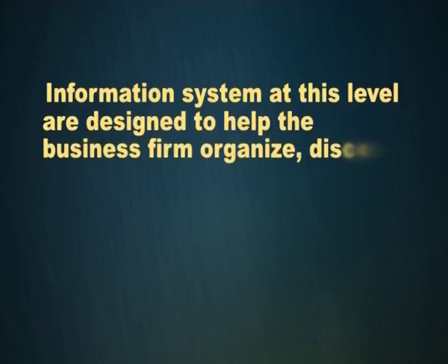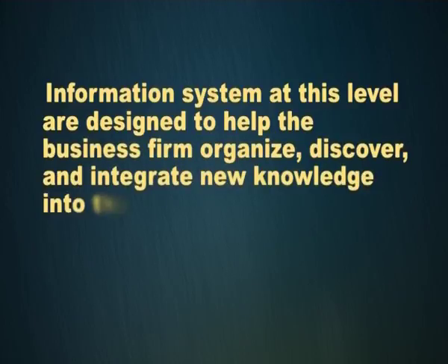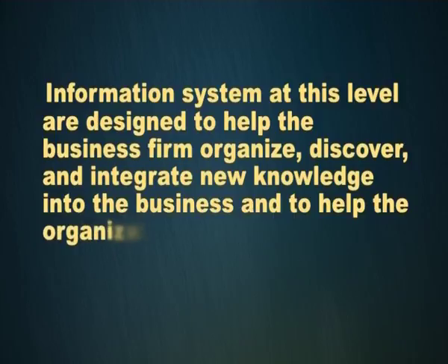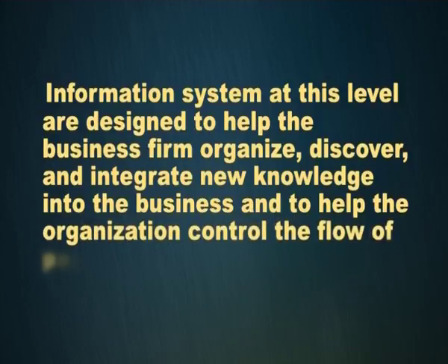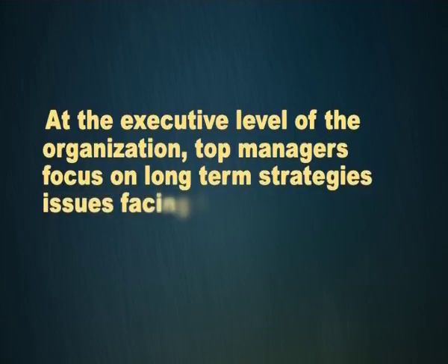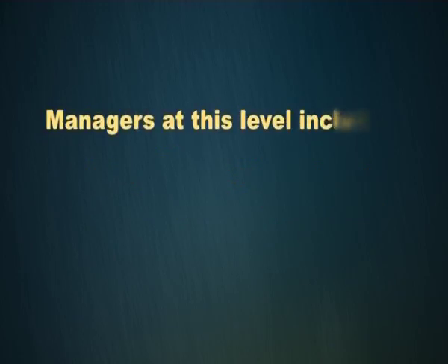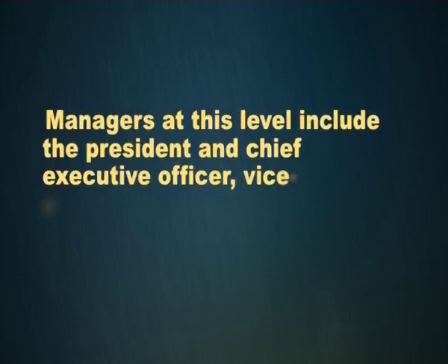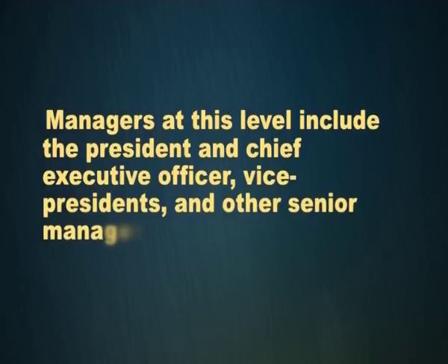Information systems at this level are designed to help the business firm organize, discover and integrate new knowledge into the business and to help the organization control the flow of paperwork. 3. Management level. At the executive level of the organization, top managers focus on long-term strategies and issues facing the organization. Managers at this level include the President and Chief Executive Officer, Vice Presidents and other senior managers.